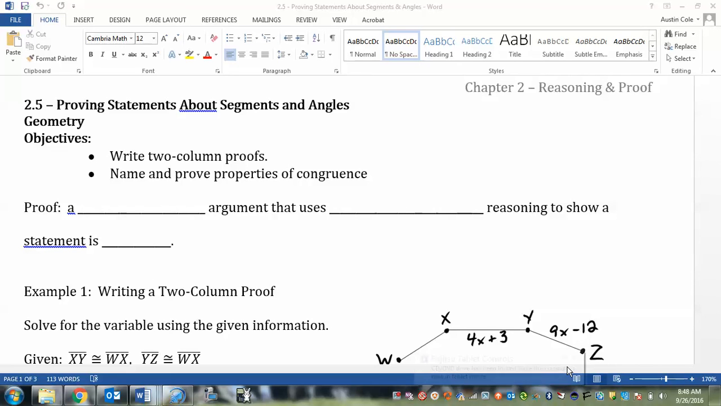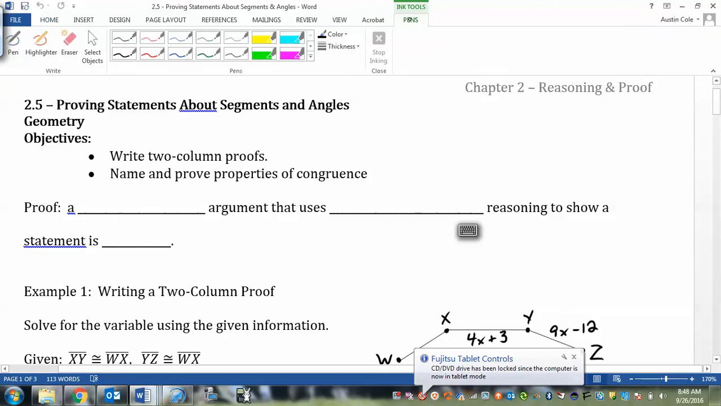Okay, guys, 2.5. It says proving statements about segments and angles. So we're going to be dealing with some more geometric proofs. Also, some algebra still will be involved. So our objectives today are to write 2-column proofs and then to name and prove properties of congruence. Probably not so much that last one.